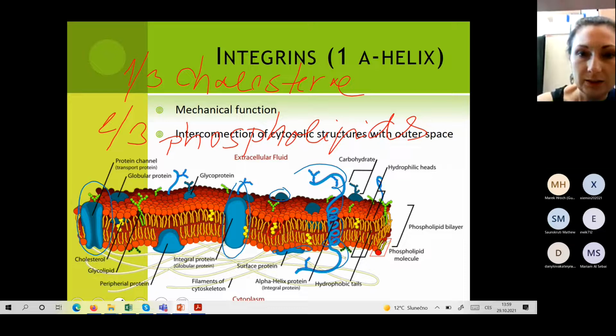You will see these little green dots. These are the sugars which can be attached to proteins as well as to lipids. Their main goal is usually the signalization, the QR code. Just remember that one.